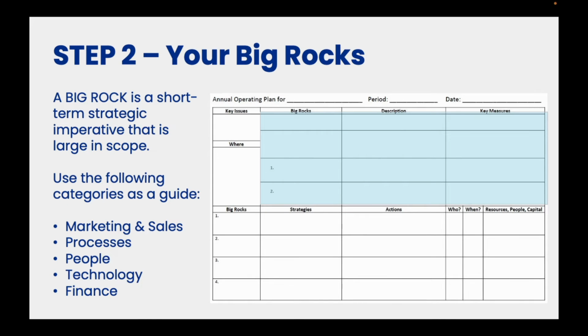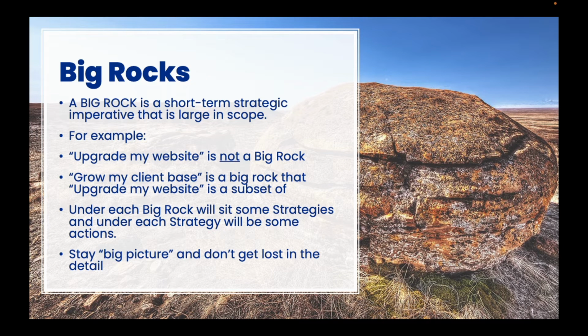Once you've done that, I want you to think about the big rocks. And a big rock is a short-term strategic imperative. So it's a higher order imperative that is large in scope. And for me, an example of that is upgrade my website is not a big rock. But grow my client base is a big rock, and upgrade my website is a subset of that big rock, all right? And then under each big rock will sit some strategies, and under each strategy sit some actions.